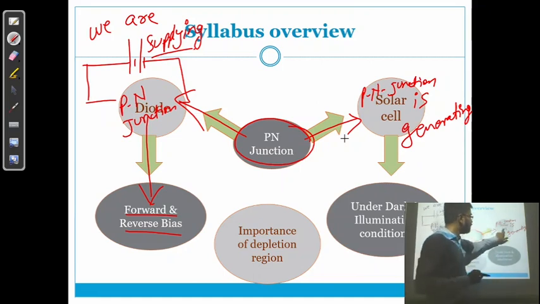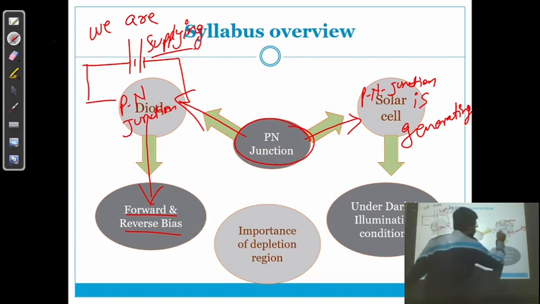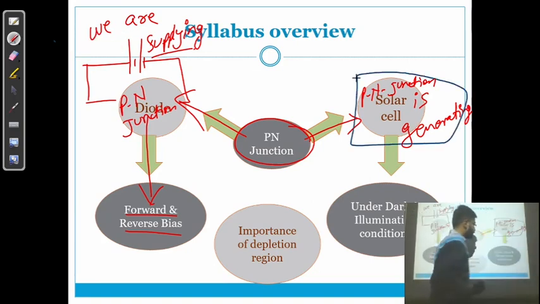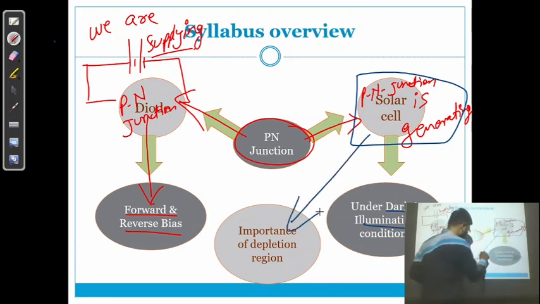Remember, for this generation there are dark and illumination conditions, that is, dark and light. There is a depletion region. The depletion region is very important for the efficiency of a solar cell, and we are going to study that in detail.